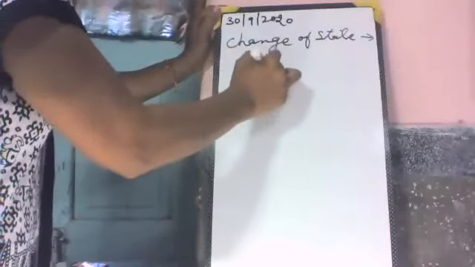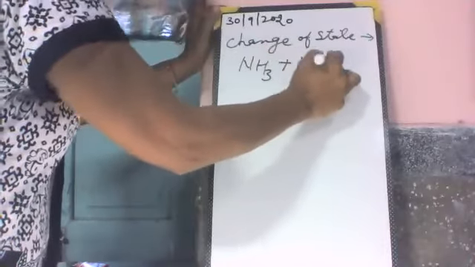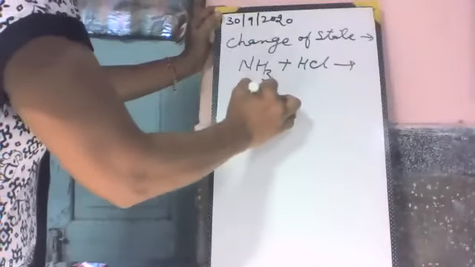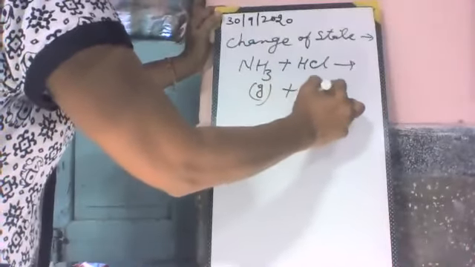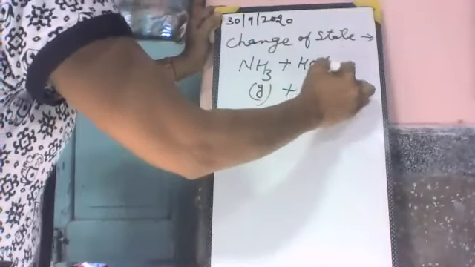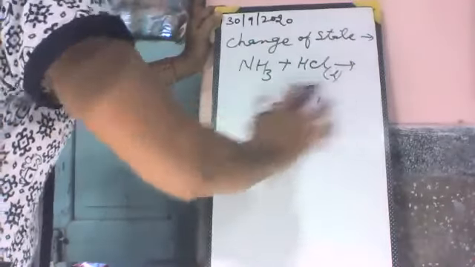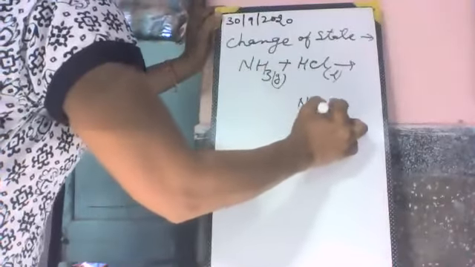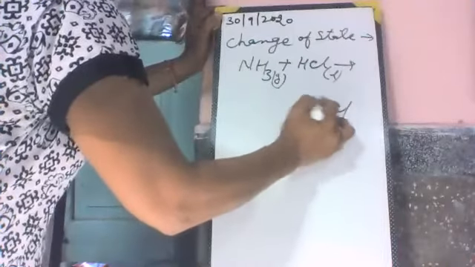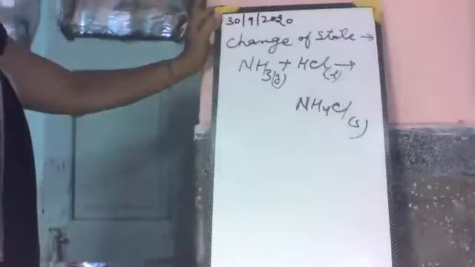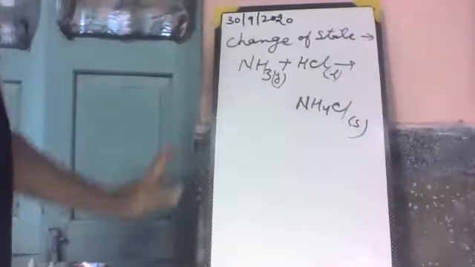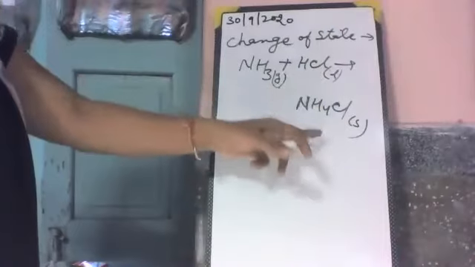Here, ammonia reacts with HCl. Ammonia is a gas and HCl is a liquid. HCl in liquid form and ammonia in gaseous form, and they form NH4Cl, and this NH4Cl is a solid product. So in this reaction we can see the change of state. Gas and liquid react to form solid.